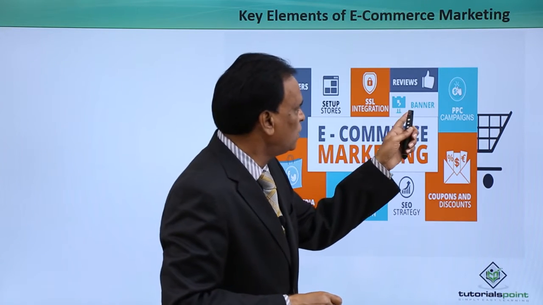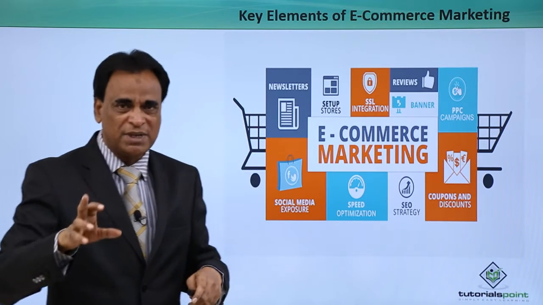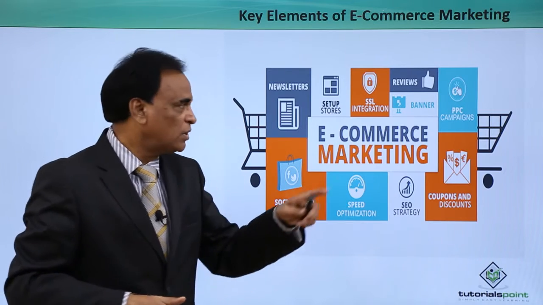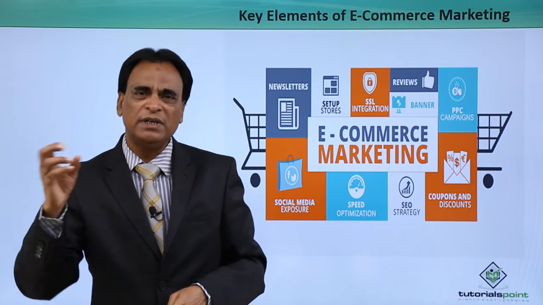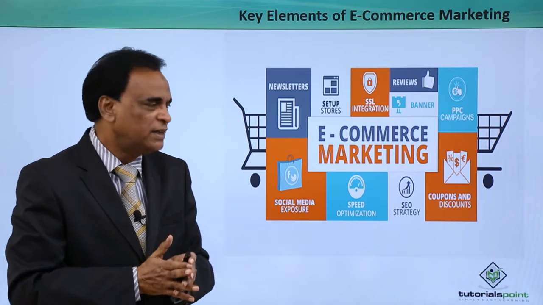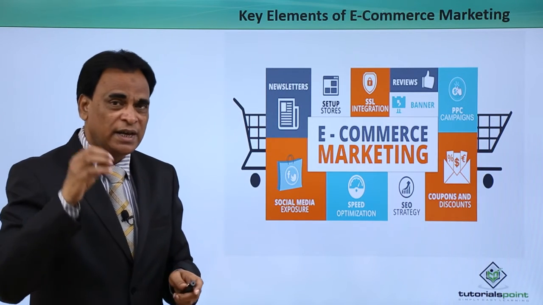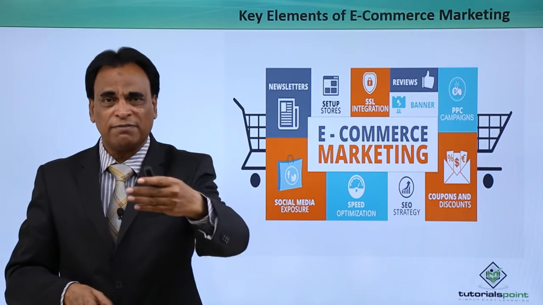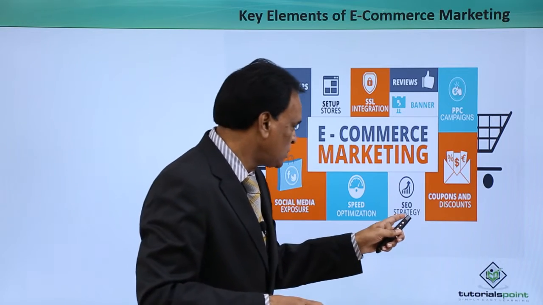Then you can also do banners and advertisements, then PPC campaigns, paid campaigns. Besides driving organic traffic, you can also do paid traffic. Then coupons and discounts play a huge role in influencing people to buy the products, because they get a lot of discounts. This is considered a very good strategy in making more and more conversions. Then SEO strategy, driving traffic organically, improving the search engine rankings by implementing the SEO strategy.